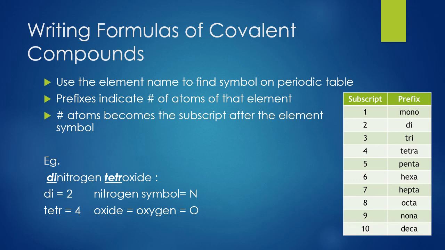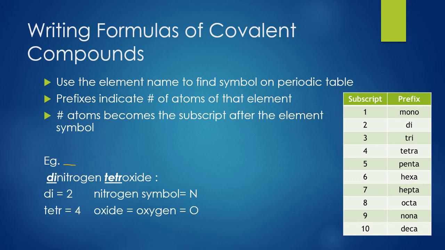Now let's look at writing formulas of covalent compounds. So given the chemical formula, like we just saw in the previous slide, you need to be able to name the compound. However, you also need to go reverse. What I mean by that is if you are given the name, you need to be able to write the corresponding chemical formula. So let's look at an example.